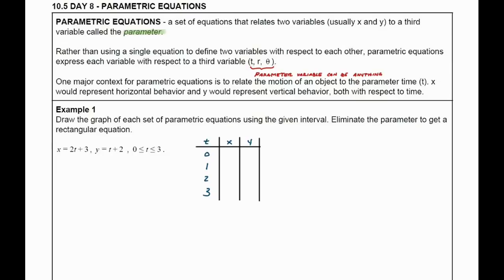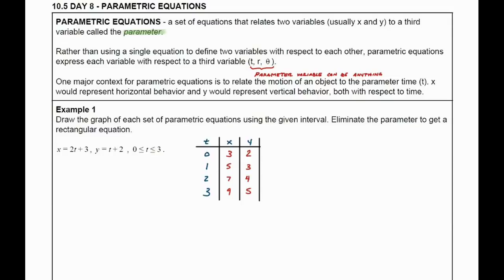So at t equals 0, I would get 3, 2. At t equals 1, I would get 5 for x and 3 for y. At t equals 2, I'd get 7 for x and 4 for y. And at t equals 3, I'd get 9 for x and 5 for y. So that's a table that allows me to take values for t on a specific interval and then get x and y values at specific t values.